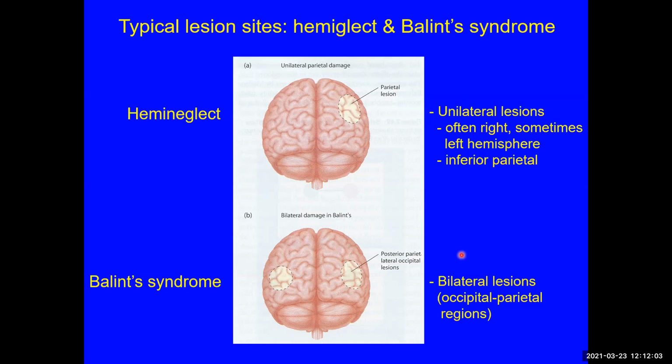Probably the number 2 area, for those that are interested, is inferior frontal gyrus in the frontal lobe. That's probably the second most common place to get neglect. So these are different areas. They don't overlap completely in the parietal lobe. Balint syndrome is a little higher up and more towards visual cortex. And even the bigger difference is that you have lesions on both sides of the brain for Balint's, whereas only one side seems to be sufficient for hemineglect.